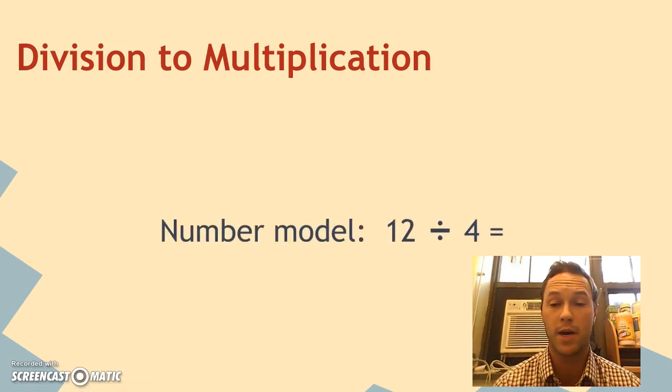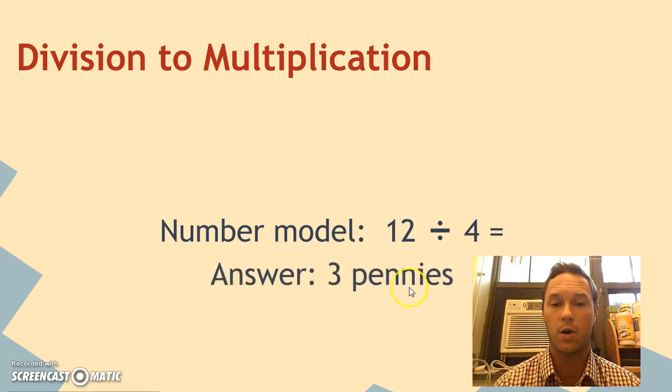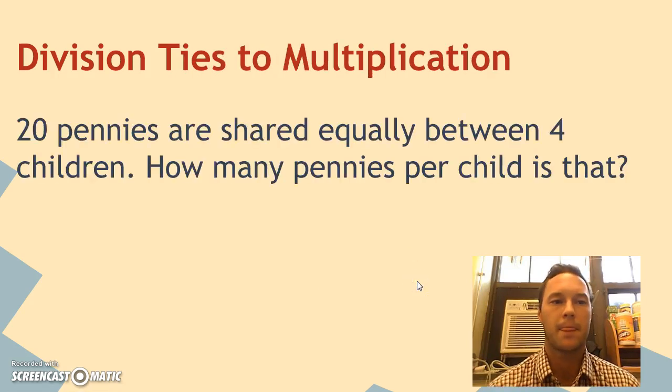We have our number model here, and we always want to put the unit that we're using. So we have 3 pennies. Okay. I want you to pause right now and see if you can find the important parts of this problem. Hopefully you've had a second to pause and figure out the important parts of this problem.